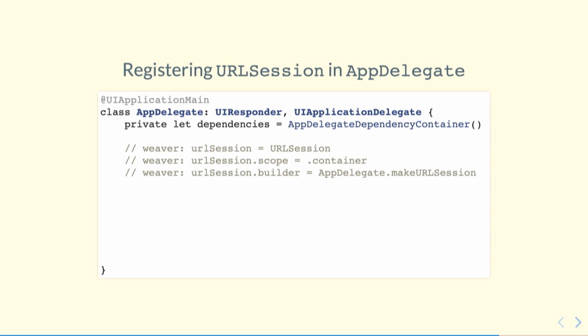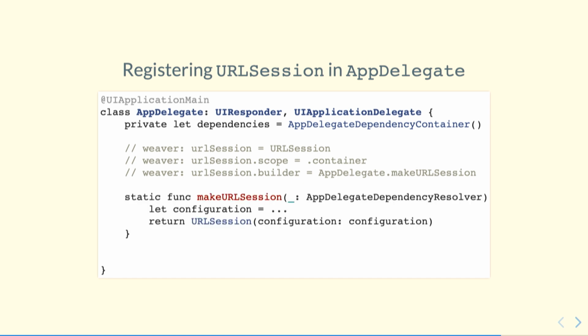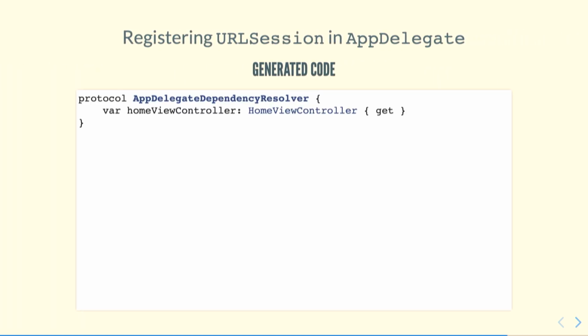And then the URL session has its own initializer, so Weaver doesn't know about it, so we need to use a specific builder. That's what this static is for. We build the URL session, and then the app delegate also needs to declare the home view controller, since that's going to be the root controller. So let's look at the generated code. This time there is no input, since the app delegate is not built by Weaver.